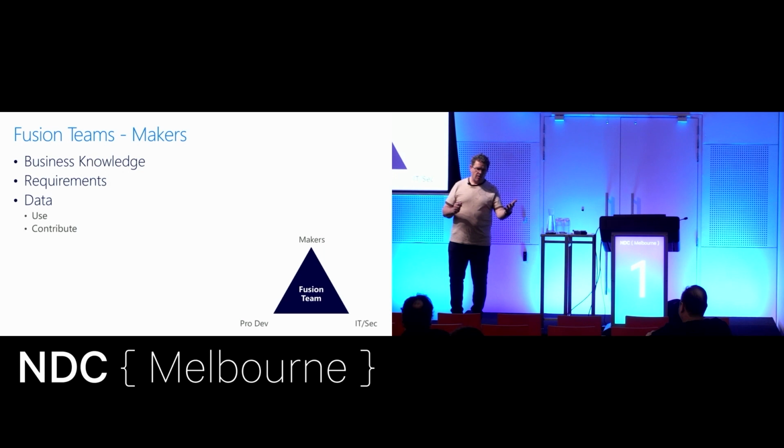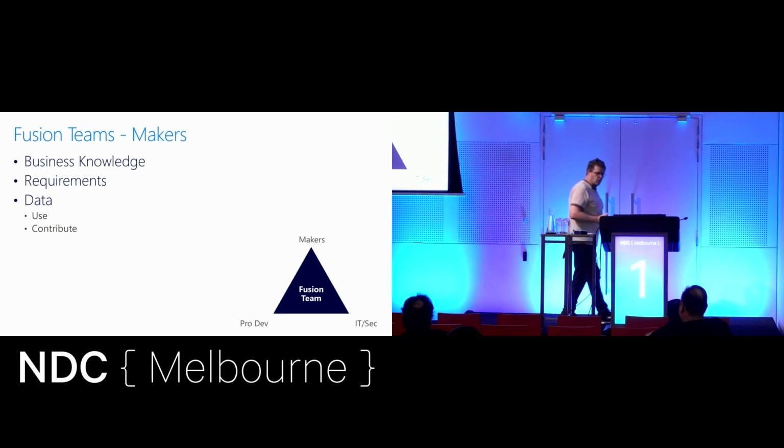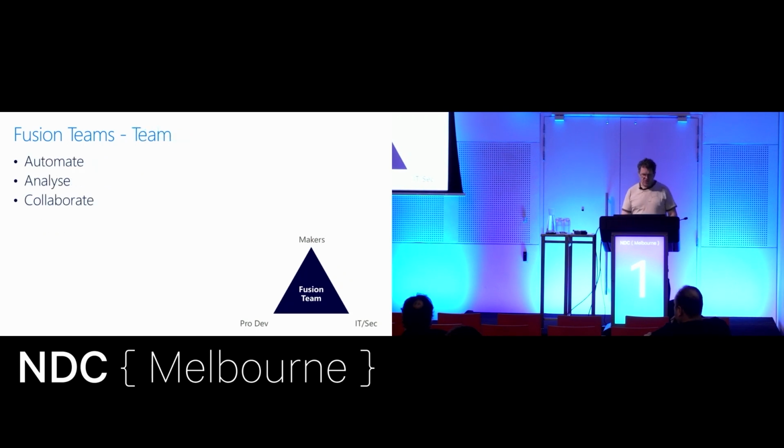They will use the data that they've got and they will put more data in. And that means that the value of our data estate grows and grows and grows. Far more perhaps than it would if it was just us trying to do that. So I guess the three key things about a Fusion team are we want to be able to automate the process, we want to be able to analyse the output, and we want to make sure that people can collaborate across the entire organisation.